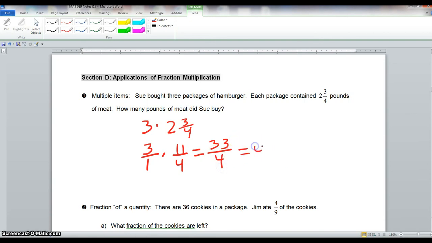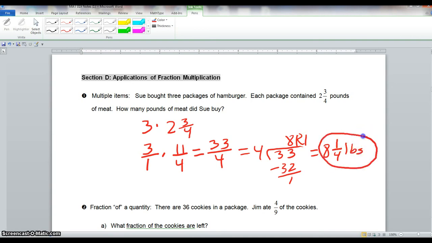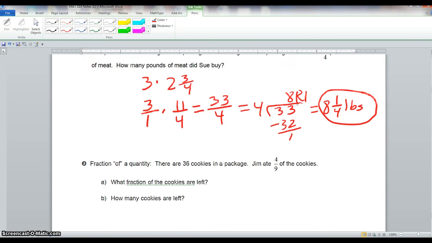And then we would take 4 into 33, which goes 8 times. And we have a remainder of 1. So we have 8. Our denominator would be 4, and our numerator would be 1. And then it's also pounds. So it'd be 8 1/4 pounds. That's the total amount that she bought.